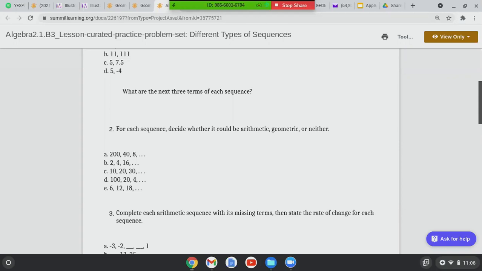So now, for A, you started with $200. Something happened, and now you only have $40. You did that same thing again, and now you only have $8. Is it arithmetic, geometric, or neither? Geometric. Okay. And if you were to prove it, what would you say? What's the rule? It's a pattern, right? Yep, absolutely.